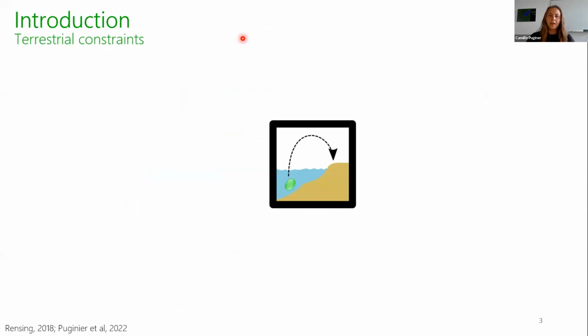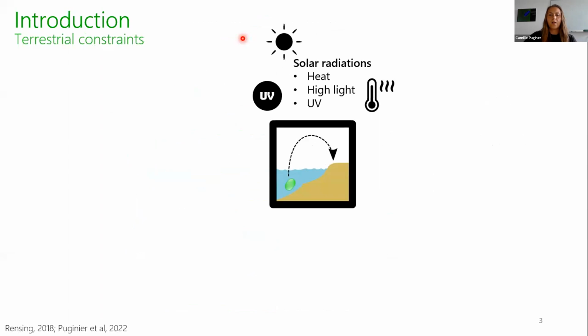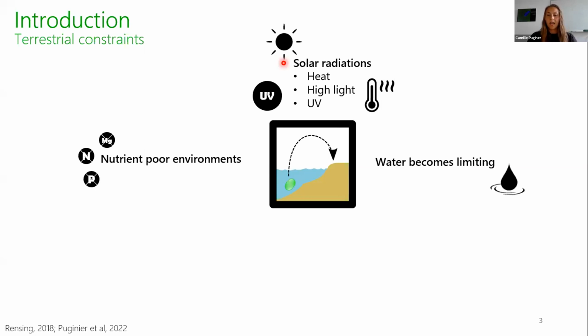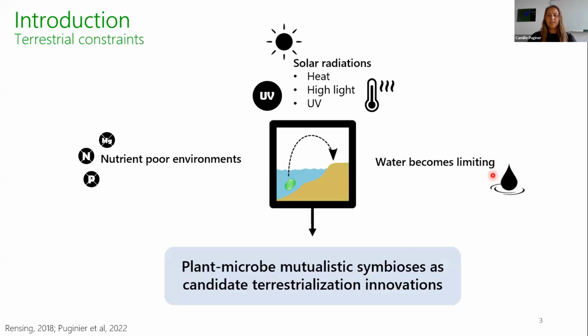However, these wet to dry transitions come with multiple challenges. For instance, solar radiation is not filtered by water anymore, which can lead to heat, high light, and UV stresses. Secondly, nutrient acquisition is not the same in aquatic and in land habitats, which can be a challenge as well. And finally, water becomes limiting. To overcome all these terrestrial lifestyle-related constraints, plant-microbe mutualistic symbioses are proposed as candidate terrestrialization innovations.